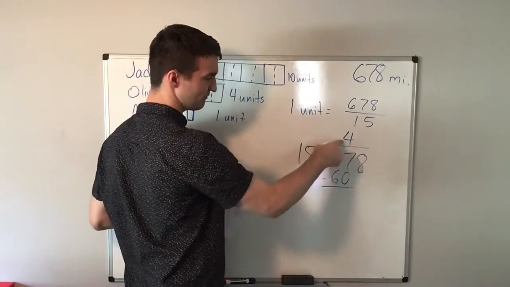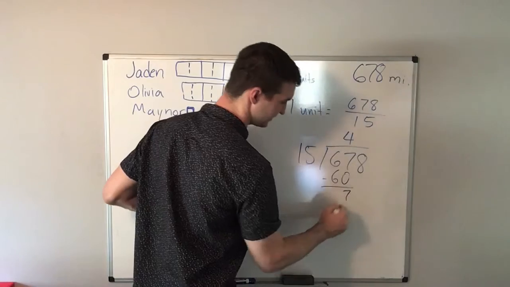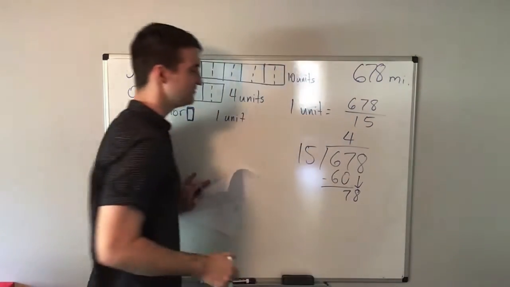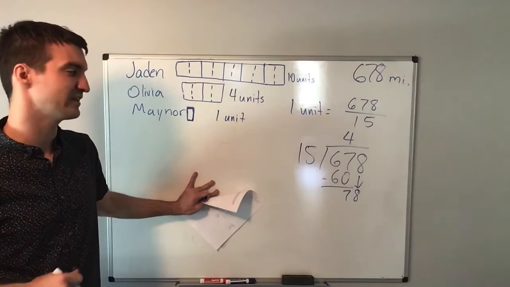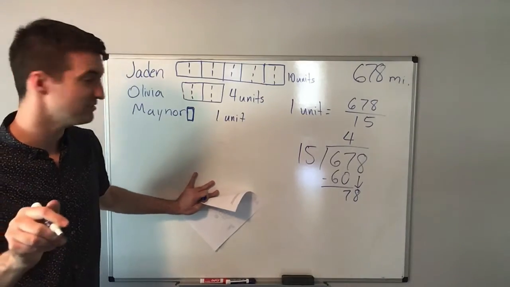And so I put my 4 up there, and then I'm going to subtract 67 minus 60, and I'm going to get 7 left. Pull down my 8, and 15 into 78. So 15 times 4 equals 60, so let's try 15 times 5 to try to get to 78. 15 times 5 is going to be 75.